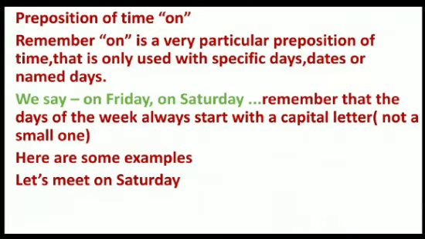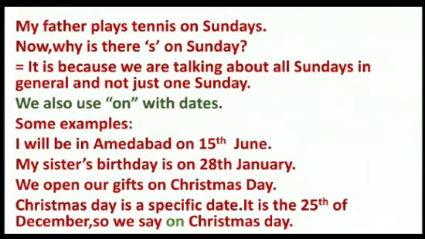Now, let's have a look at on. Preposition of time, on. Remember, on is a very particular preposition of time that is only used with specific days, dates, or named days. We say on Friday, on Saturday, and so on. Remember that the days of the week always start with a capital letter, not a small one. Here are some examples. Let's meet on Saturday. My father plays tennis on Sundays. Now, why is there an S on Sunday? It is because we are talking about all Sundays in general and not just one Sunday.